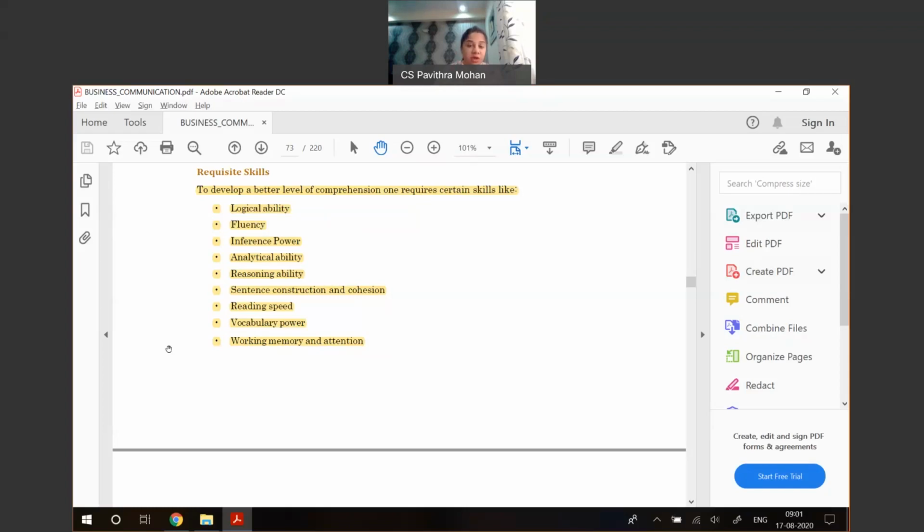Next is inference power. Let's say they have given 10 to 12 or 15 sentences. Try to read all 15 sentences and understand how each sentence is connected with one another. It will be a plus: the first sentence plus the second sentence will give me some information, plus the third sentence will give me some more additional information. So understand how this information is flowing. Based on that, analyze what is important to take into consideration. Then reasoning ability.